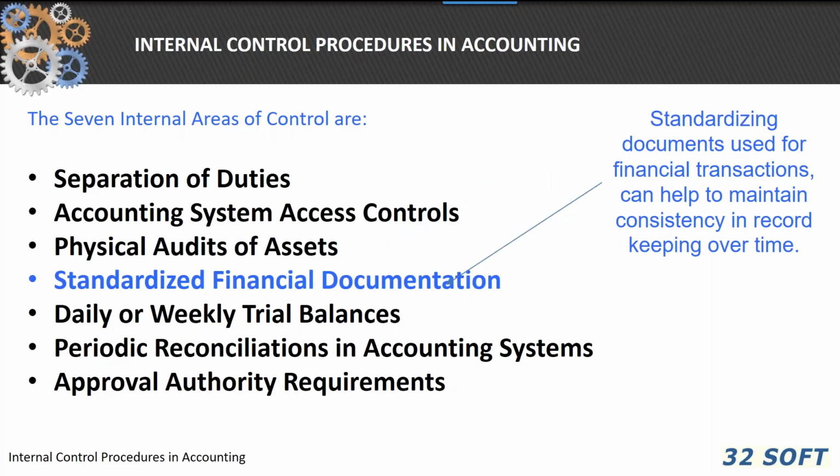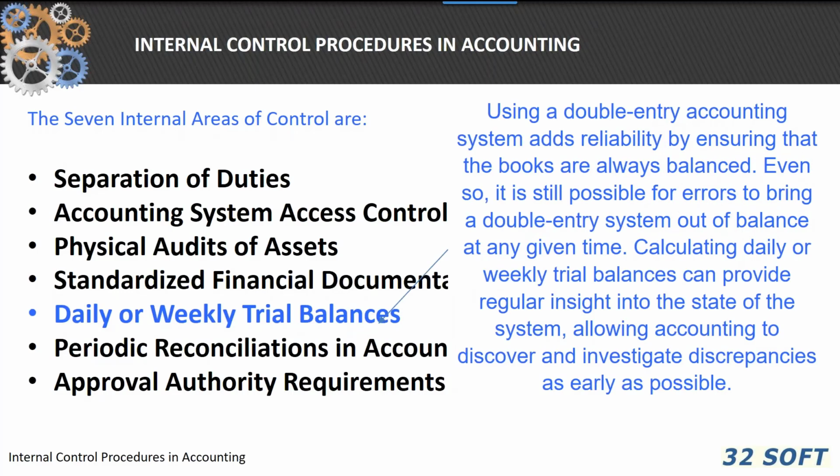Standardized forms, documents, and invoices help maintain consistency across time. Even with the double entry bookkeeping system that we talked about a couple months ago, it is always in balance, but it's always a good idea to generate daily or weekly trial balances so that the management and financial members can actually look at and possibly discover or investigate discrepancies as early as possible.